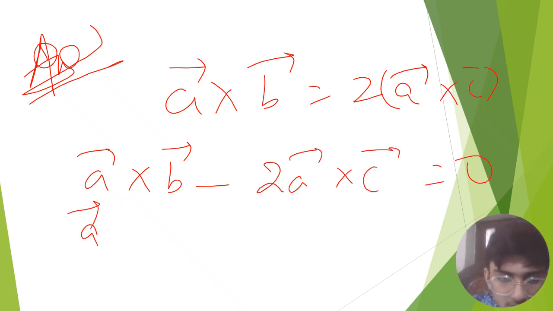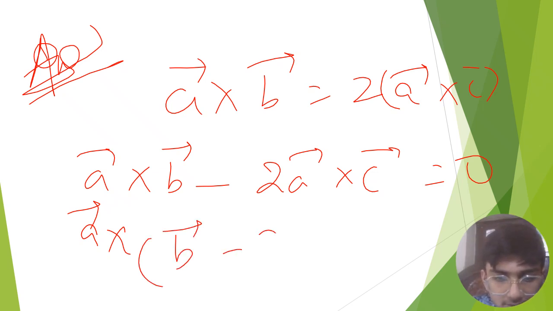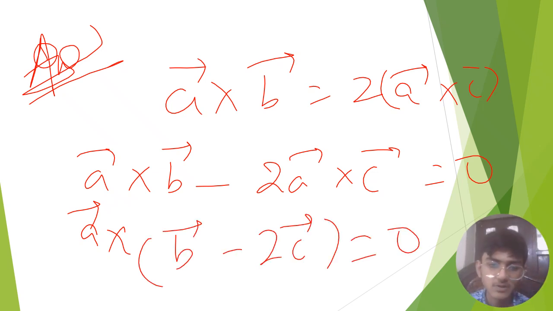Or you can take the A vector common, and this will look like this. I hope you're clear with this, that we can multiply this 2 to this C vector also, because if any scalar is multiplied with a cross product, then we can multiply it individually to any one of them. Okay, so like this. Since there are two vectors here, A vector and B vector minus 2C vector, the cross product is coming 0.